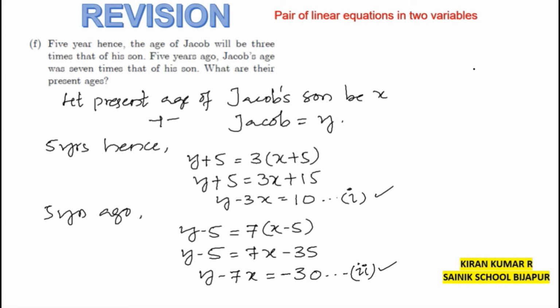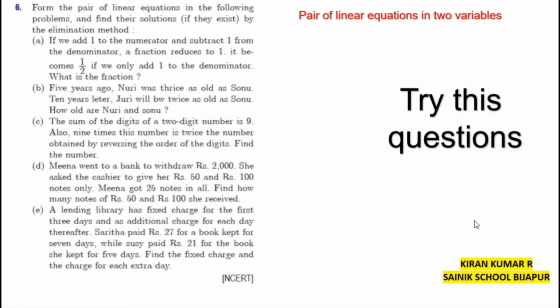Solve these 2 equations and you'll get the value of x as 10 and the value of y as 40. Again, I want you to check whether x is 10 and y is 40. Similar type of question is there in the textbook. Question 6. Form the pair of linear equations in the following problems and find their solutions by elimination method. You have to follow only elimination method and solve this.